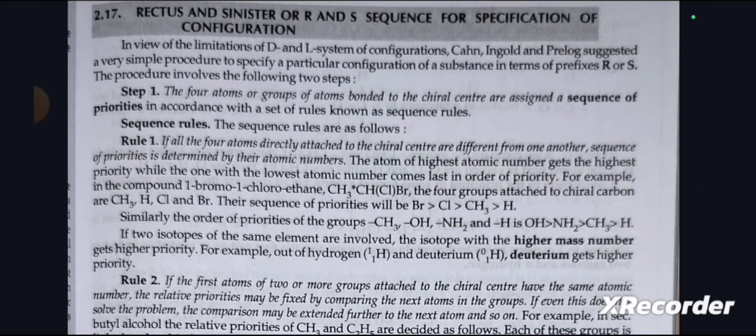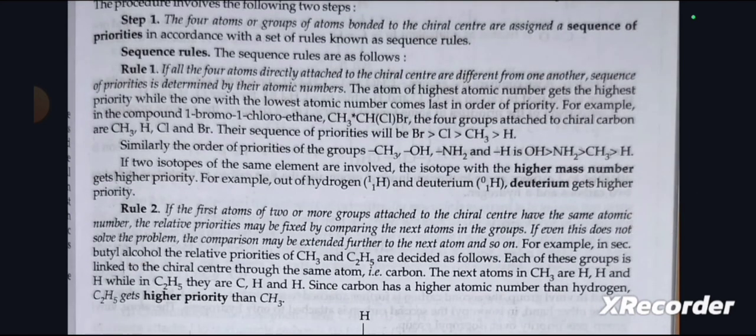The procedure involves the following two steps. Step 1. The four atoms or groups of atoms bonded to the chiral center are assigned a sequence of priorities in accordance with a set of rules known as sequence rules. The sequence rules are as follows. Rule 1. If all the four atoms directly attached to the chiral center are different from one another, the sequence of priorities is determined by their atomic numbers. The atom of highest atomic number gets the highest priority, while the one with the lowest atomic number comes last in order of priority.